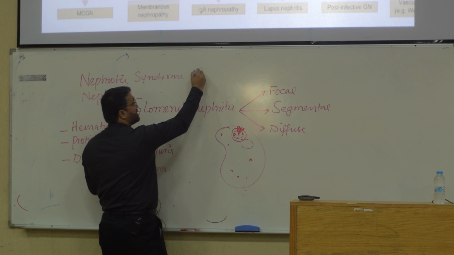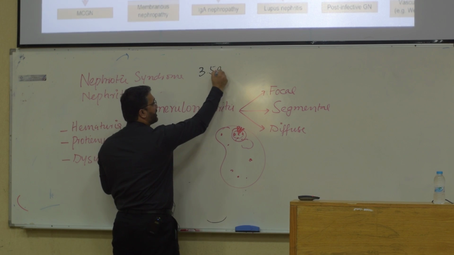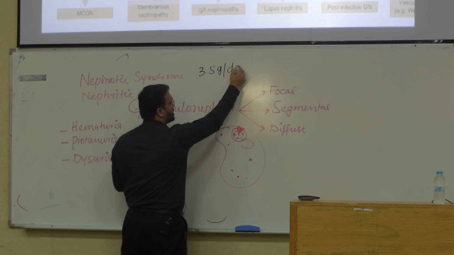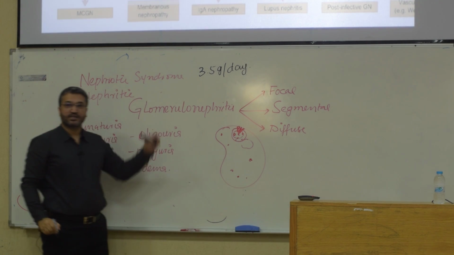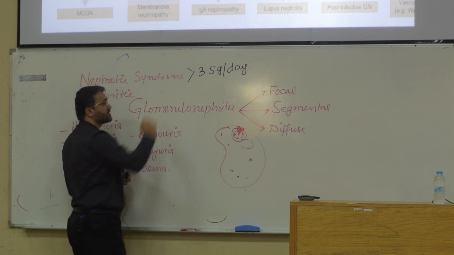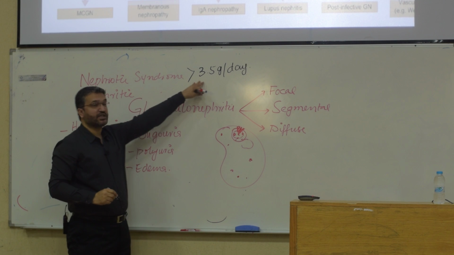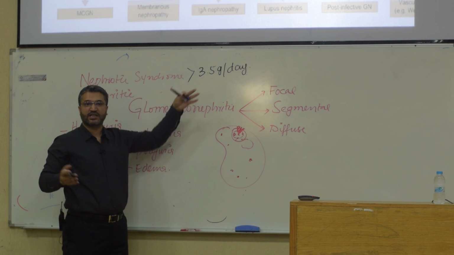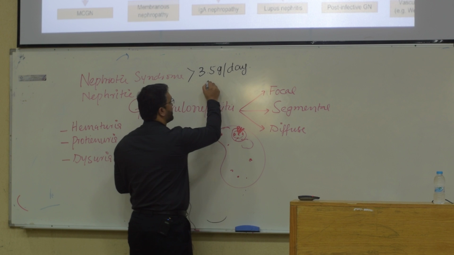More than 3.5 grams per day of protein is lost in the urine. This is the amount, more than this protein is lost every day in the urine. So when there is too much protein lost, what will they have? They will have edema.